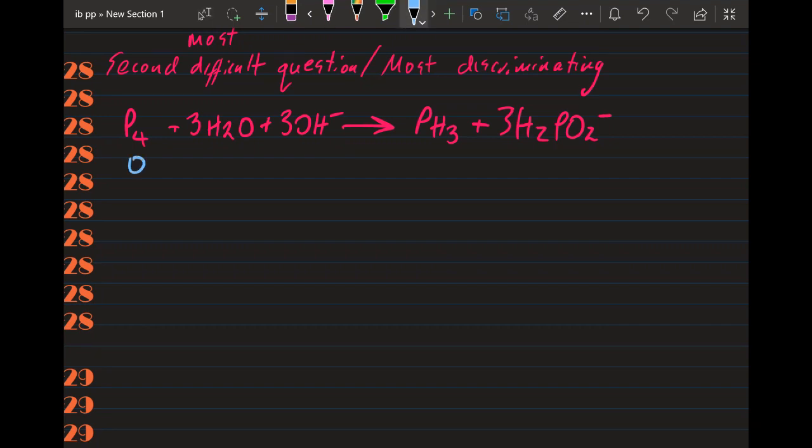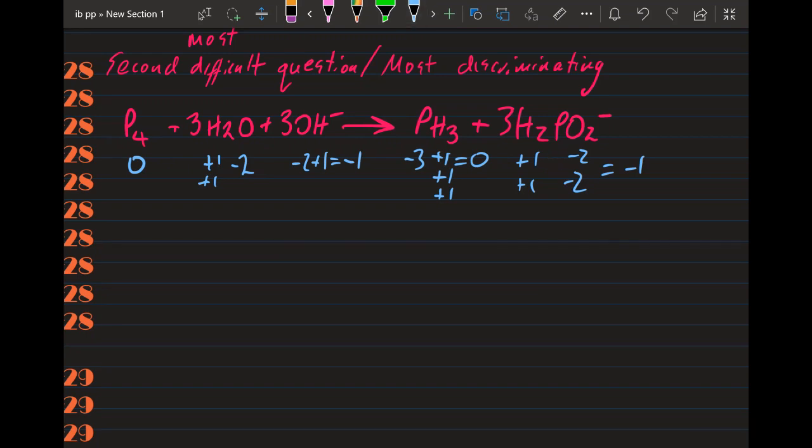So you have to know the oxidation state rules. All elements are 0. Hydrogen's +1 in a compound. Oxygen's -2 in a compound. And it has to add up to the charge on the ion. Hydrogen's +1 in a compound, which means phosphorus is -3 here, because it's got to equal 0. And then hydrogen's +1, oxygen's -2, it's got to equal -1, which means this has to be +3. Is that right? No. Is that +1?